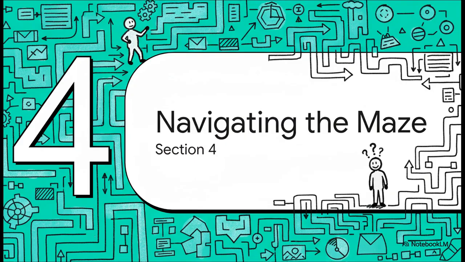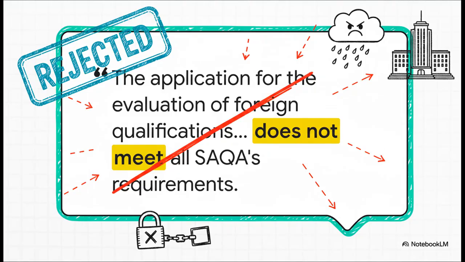So, if our world is built on this dense, tangled web of standards and systems, what's it actually like for a single person trying to find their way through it all? What does it feel like trying to navigate this maze? Well, a lot of the time it feels just like this. A cold, formal email from some big authority, in this case, the South African Qualifications Authority, just flat out telling you that you failed to meet the requirements. It's the system saying no, because you didn't tick the right box somewhere.